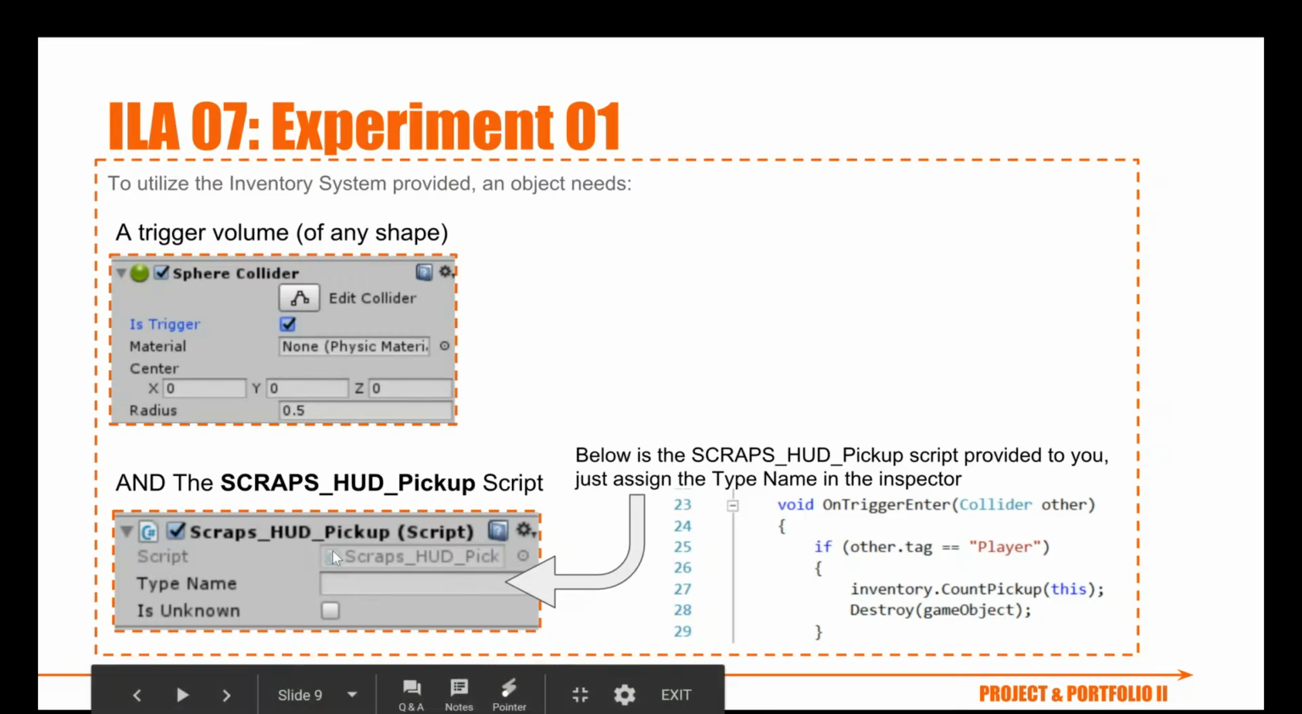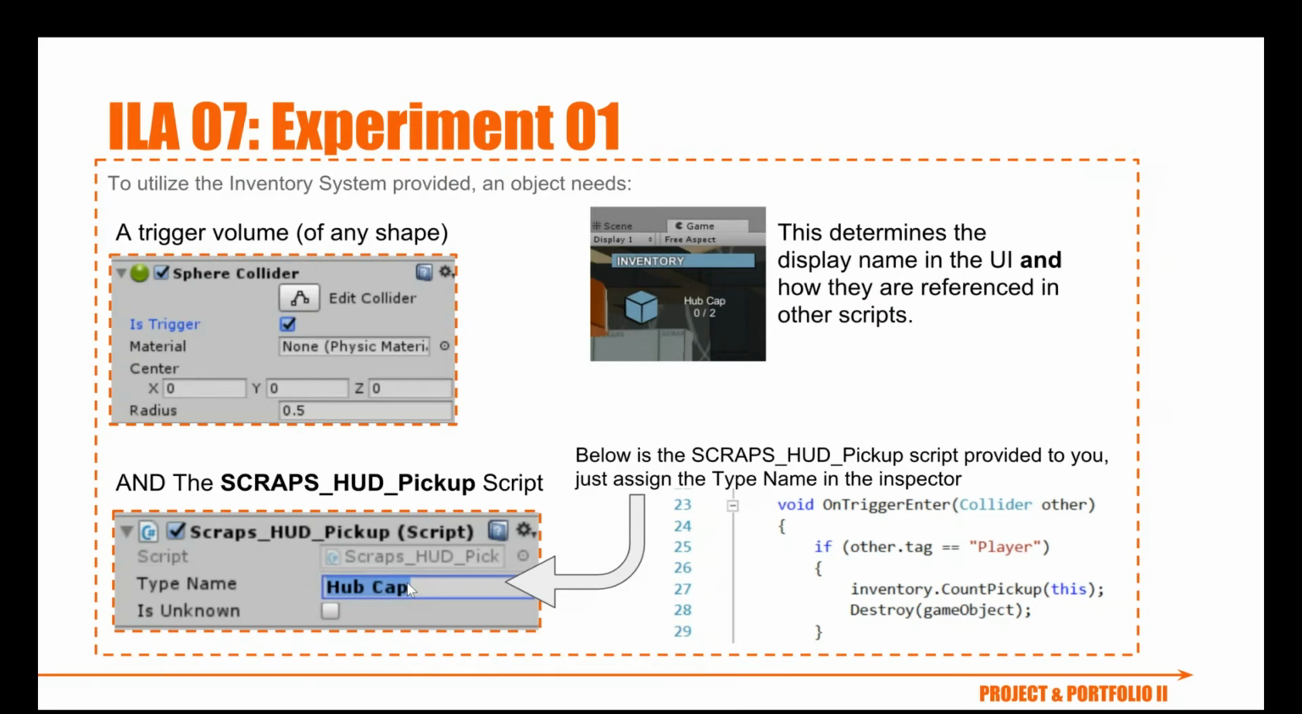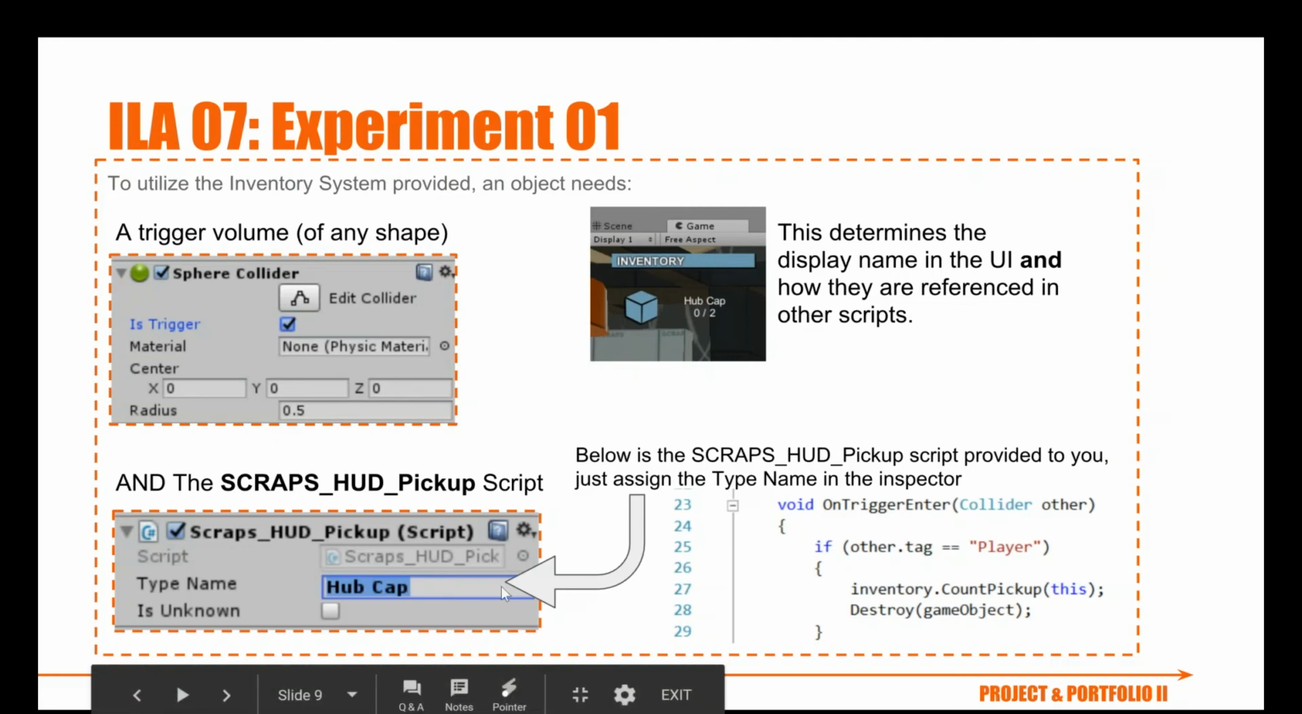The only thing you need to do after you've attached this component to your game object is put something for the type name. All right. What the type name does, here you can see our example we're using in this experiment is the hubcap. This is what determines what is displayed on the UI, and how we're going to reference the inventory. So if you do hub space cap, or hubcap with no space, or with a lowercase c, you need to remember that for referencing the inventory later, right? This is just a string, but make sure you're filling that out and you're aware of what it is you're writing.